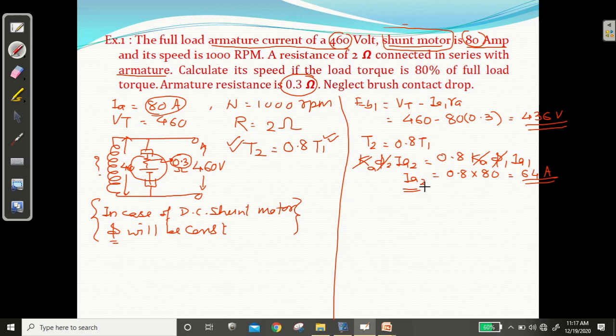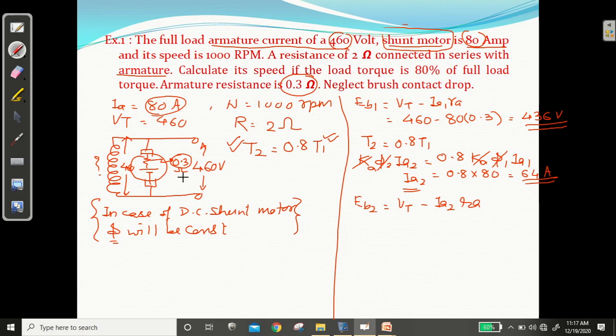जस्ट अगर आपको IA2 मालूम है तो EB2 मिल जाएगा. क्लियर ना? EB2. सो दिस कंडीशन मस्ट बी गिवन. इसका काम क्या है? टू फाइंड द IA2. सो EB2 इक्वल टू व्हाट? VT minus IA2 RA.